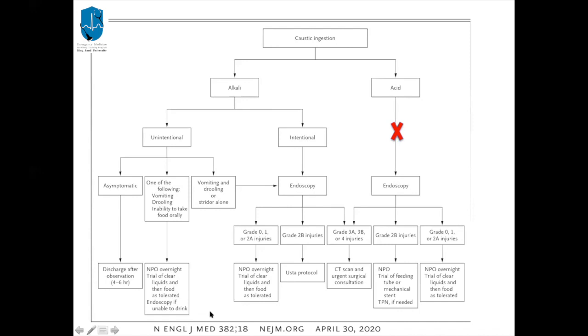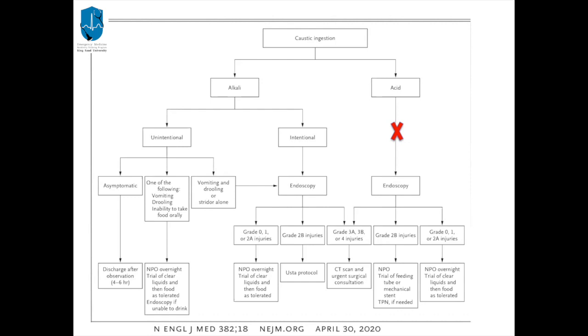So when you get someone who ingested these, regardless of what they took, you will look first at whether they are symptomatic or not. If they're symptomatic, how bad are their symptoms? Is it just mild vomiting? Are they drooling? Are they having multiple symptoms at the same time? If they simply have one episode of vomiting, and they look okay, you can just observe them. If they're fine during the observation, then you can give them clear liquid to see if they can tolerate it. If they can tolerate it, they will most likely be able to go home.